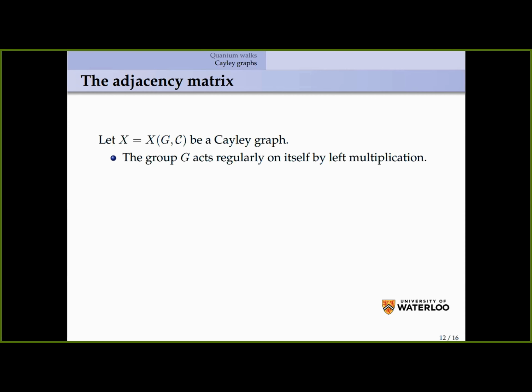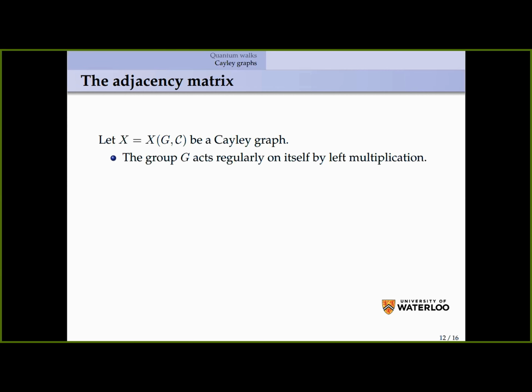And as such, we can think of every element as a permutation of this set, the underlying set of the group, which is also our vertex set. So every element of the group is a permutation on our vertex set of the graph. And so we can write it as a permutation matrix. And this permutation matrix is going to be indexed by the vertices of the graph, much like our adjacency matrix.